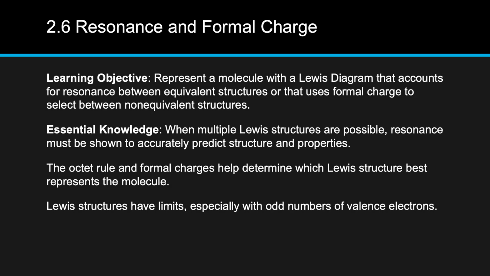All right, hello everybody. Welcome to the 6th lesson of Unit 2, which is on resonance and formal charge. Today our learning objective is to be able to draw Lewis structures that show resonance and use formal charges to decide between possible structures. So today's essential knowledge is that resonance must be shown when multiple Lewis structures are possible for the same molecule. The octet rule and formal charges help determine the best structure, and Lewis structures have limits, especially when there is an odd number of valence electrons.